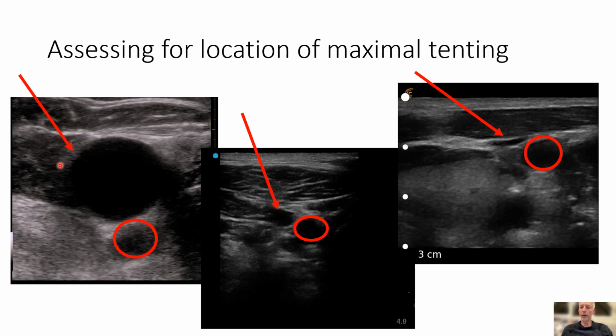In order to find the location of maximal tenting, slide the transducer towards the angle of the jaw. The image in the middle is an IJ with a small ovoid appearing form, which is no bigger than that of the carotid. This may represent a region where the IJ is tenting or could just be layering of blood as it drains back to the right atrium.